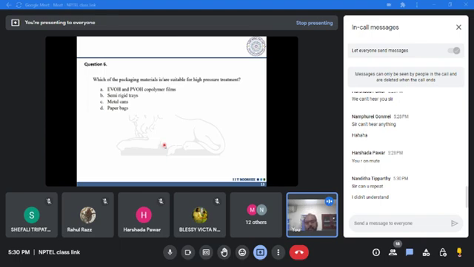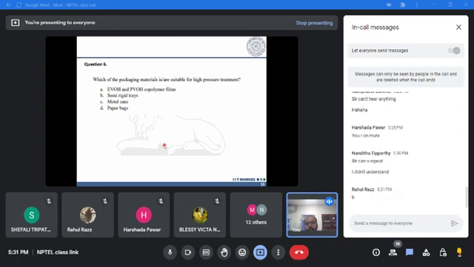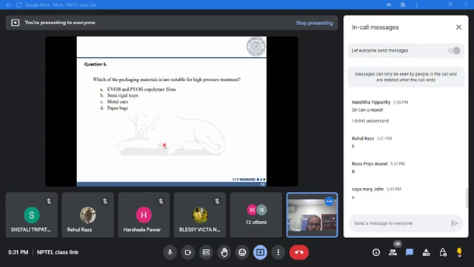Question 6: which of the following materials is suitable for high pressure treatment? You need to tell which packaging material is suitable. First is EVOH, PVOH copolymer films, semi-rigid tray, metal cans or paper bags. So for high pressure processing, if you are applying high pressure, which kind of packaging material will be suitable? You can answer in the chat box.